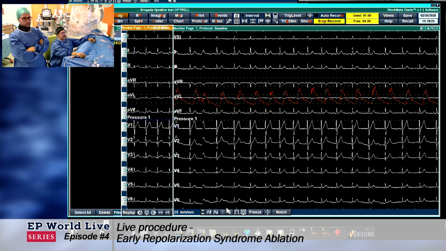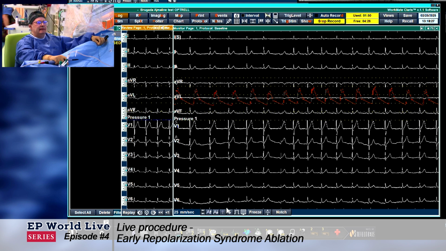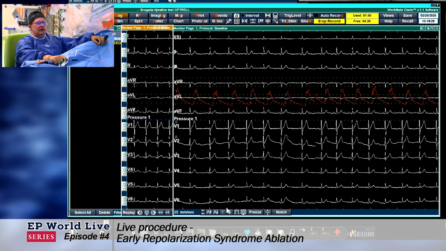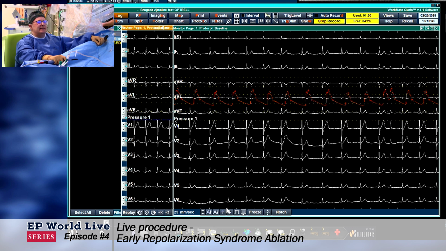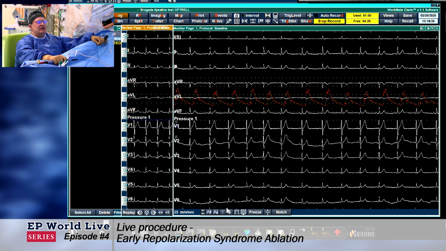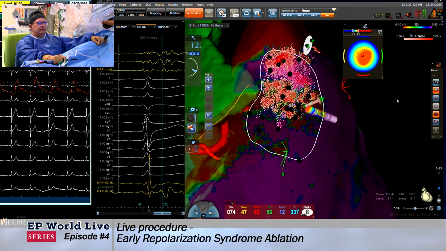And the long QT also. So the EKG normally is a strong predictor of the localization. In early repolarization, sometimes the EKG phenotype does not correspond to the anatomical localization on the pericardial cavity.